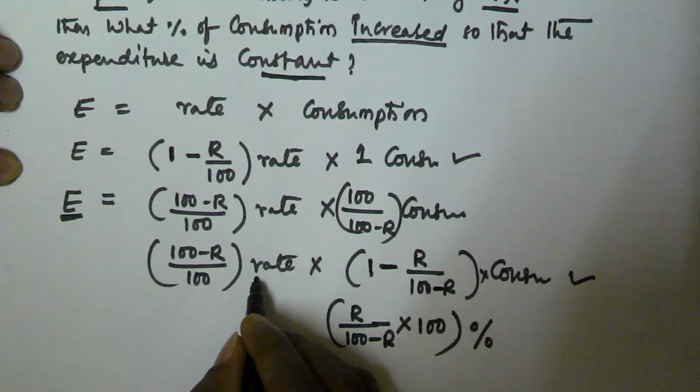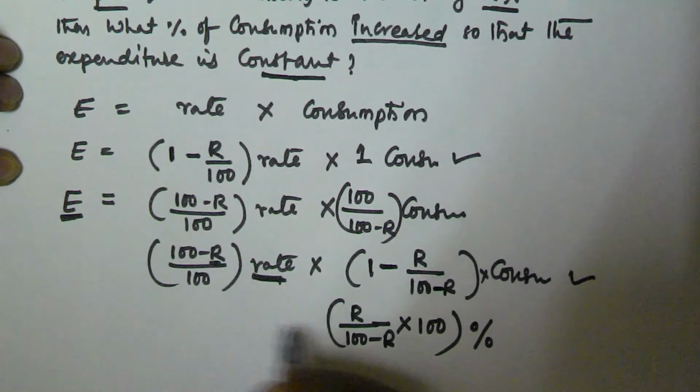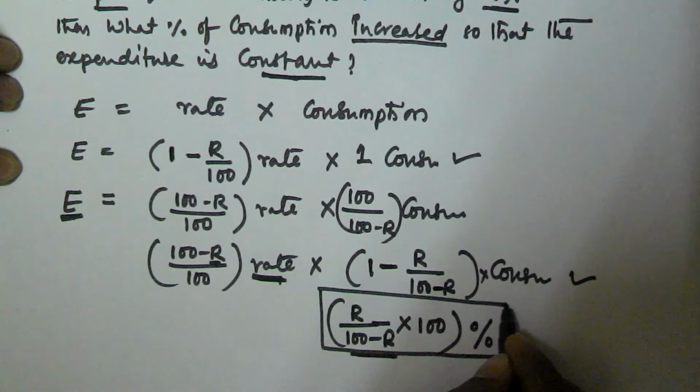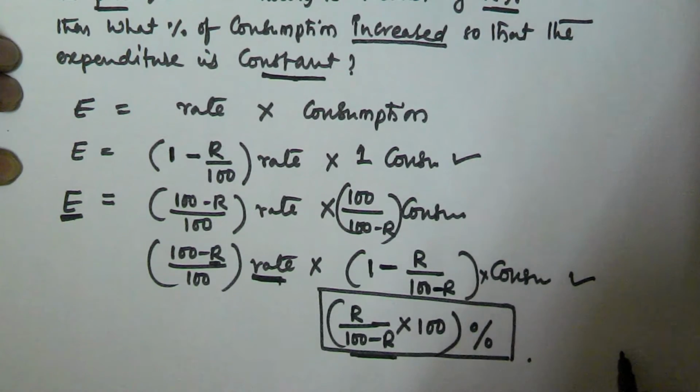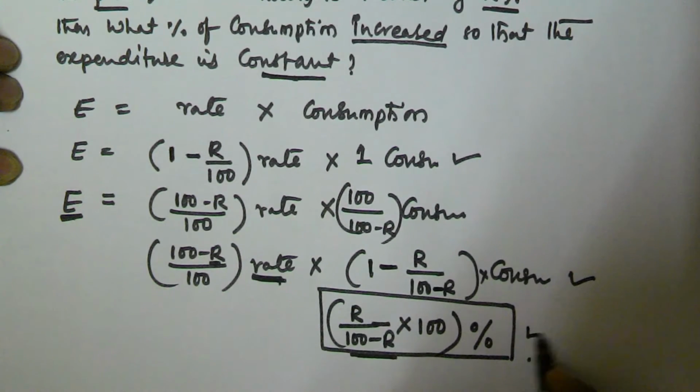So if the rate or price of the commodity is reduced by R percentage, then the consumption is increased by R by (100 minus R) into 100%.